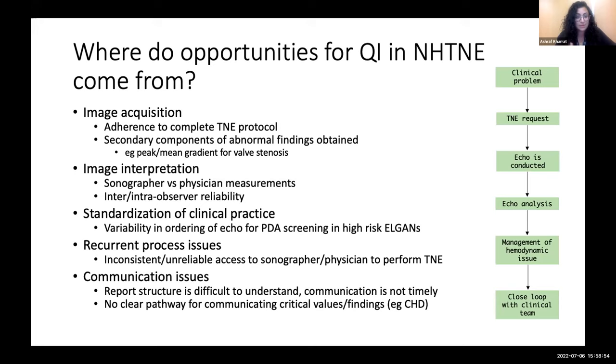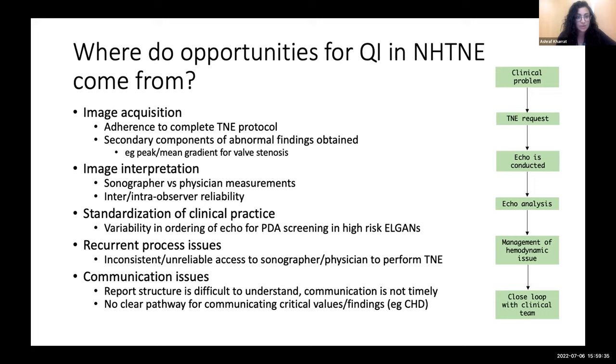And then finally, communication is a big part of this. Because a lot of what you're doing is kind of novel or might not be well understood by all members of the clinical team. So for example, if you just put up the TNE report without the recommendation, without a clear assessment of your impression or recommendations, then it would be very difficult for the clinical team to interpret all the quantitative values that you're reporting in your report. So there needs to be a clear means of communicating both answering the question or the TNE request, as well as communicating back any critical findings, like unexplained or unanticipated congenital heart disease. There needs to be a safe and clear way to communicate that back.